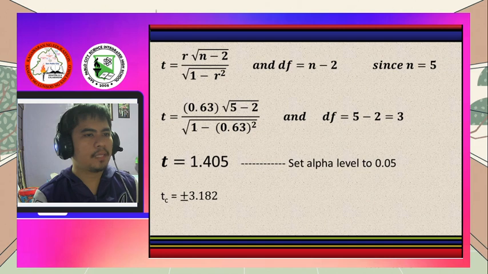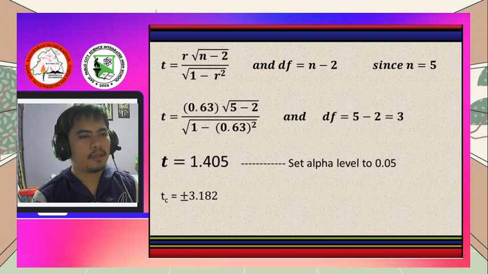So, applying the formula, t is equal to r times the square root of n minus 2 divided by the square root of 1 minus r squared. And the degrees of freedom is equal to n minus 2. So, substitute now the values. So, t is equal to the value of r, which is 0.63, times the square root of n, which is 5, minus 2, divided by the square root of 1 minus the square of r, which is 0.63. And our degrees of freedom is equal to n, which is 5, minus 2. So, degrees of freedom is equal to 3.